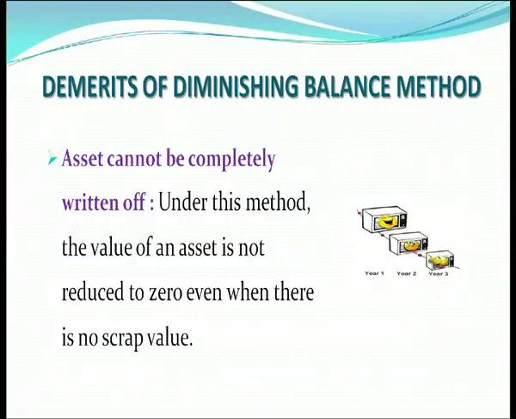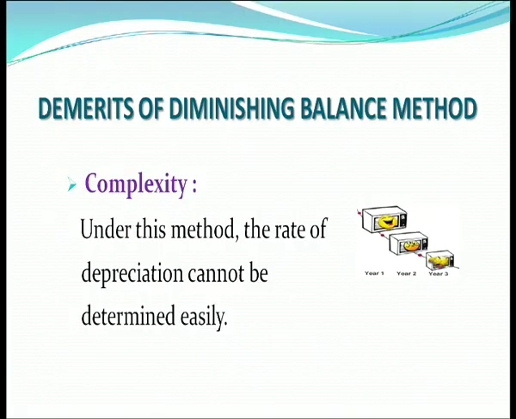First is that the asset cannot be completely written off. So the amount of asset never becomes zero or cannot be reduced to zero when there is no scrap value. And it is, of course, a more complex method as compared to the straight line method, because under this, the amount keeps on reducing. The rate of depreciation cannot be easily determined as the amount keeps on declining year after year.